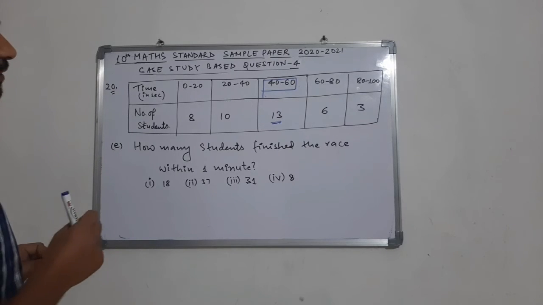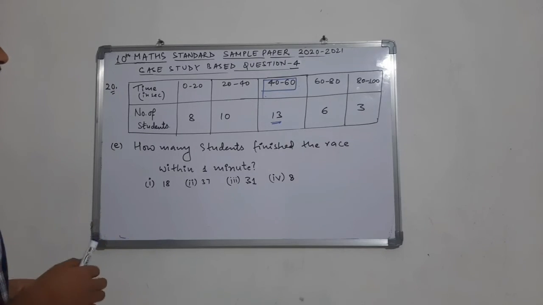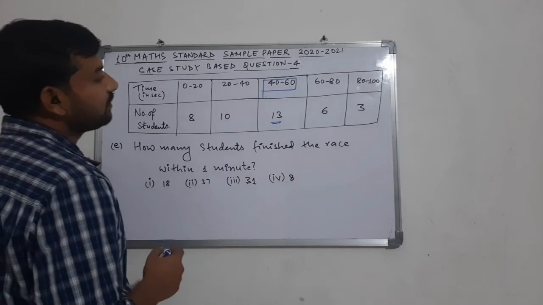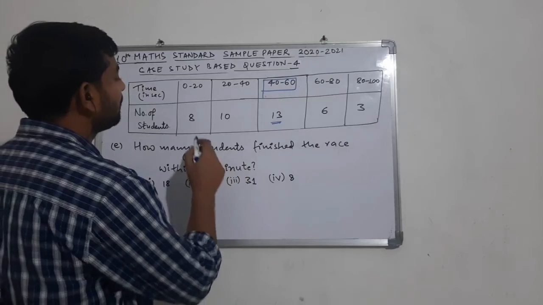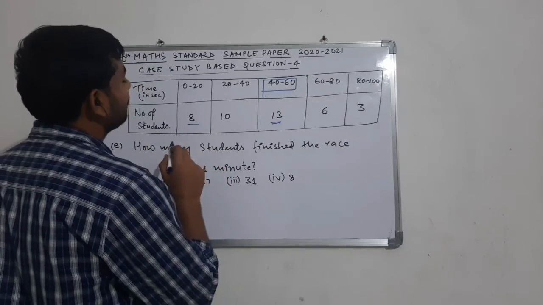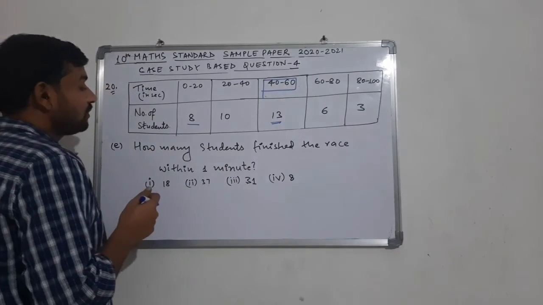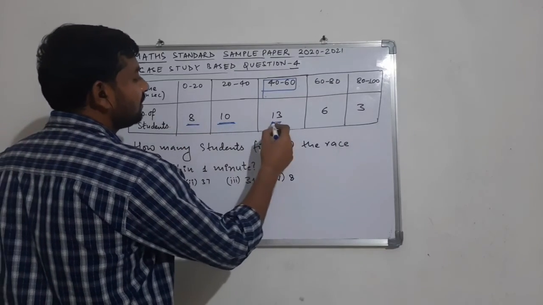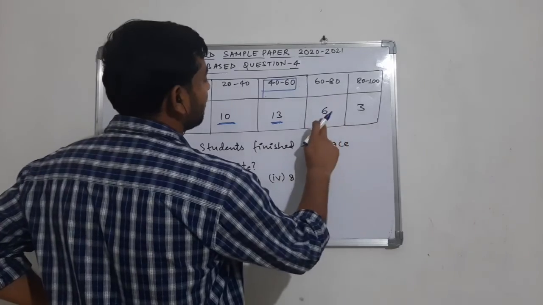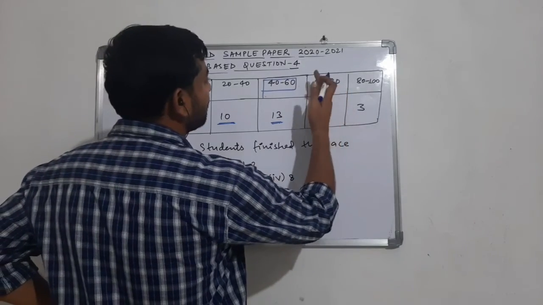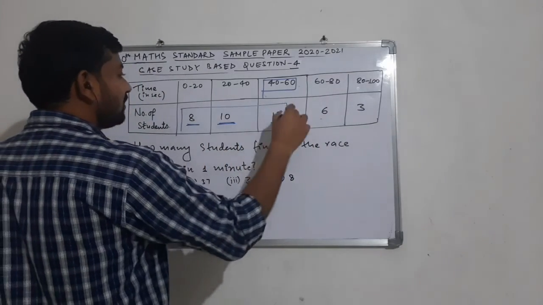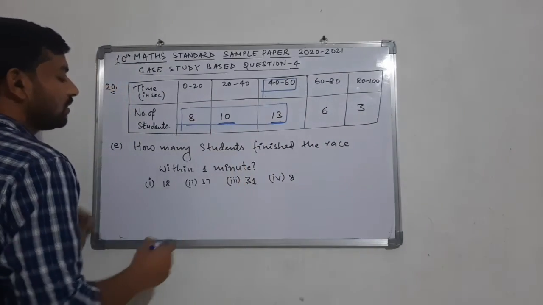How many students finished the race within 1 minute? We have to calculate the number of students which finished their race in 1 minute. The total students which are able to finish the race in 1 minute is 8, 10, 13 and here till here only. So this is more than 60 now. So we have the answer here, which is the sum of these three values.